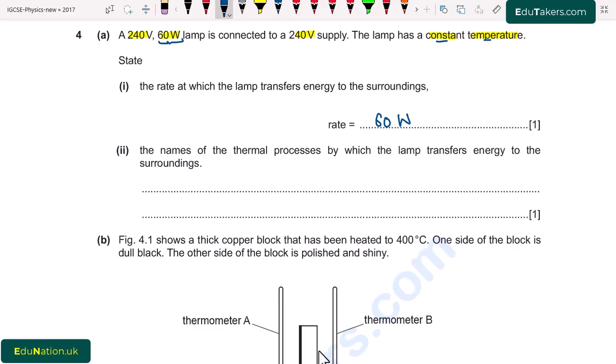Part 2. The names of the thermal processes by which the lamp transfers energy to the surroundings. So first of all, there is a lamp and the energy from the lamp is in the form of radiation. So there will be the radiation.